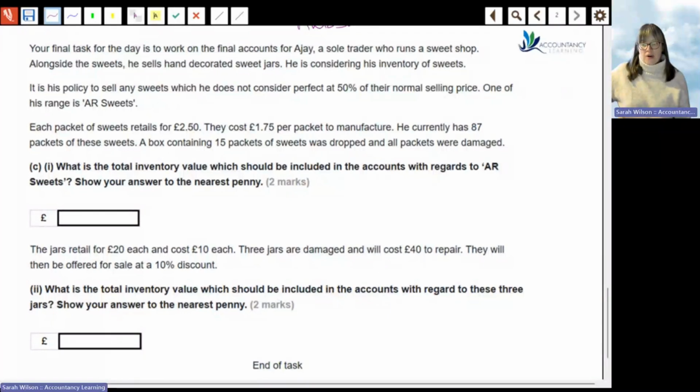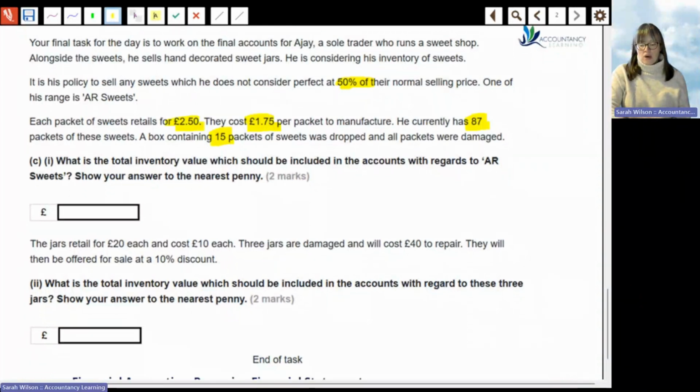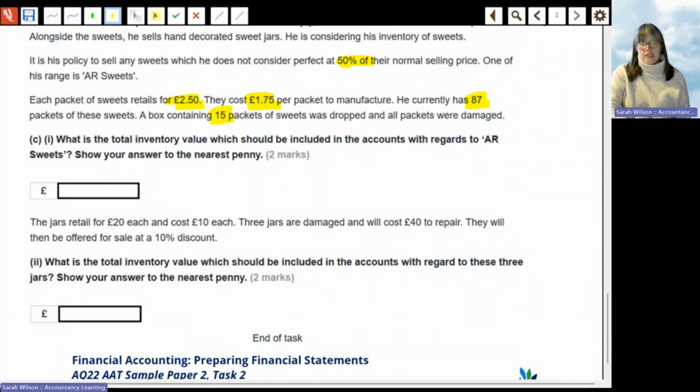Your final task for the day is to work on the final accounts for AJ, a sole trader who runs a sweet shop. Alongside the sweets, he sells hand-decorated sweet jars, and he's considering his inventory. It's his policy to sell any sweets which he does not consider perfect at 50% of their normal selling price. Each packet of sweets retails for £2.50, and they cost £1.75 per packet to manufacture. He currently has 87 packets of sweets, but a box containing 15 packets was dropped and they were damaged. What is the total inventory value which should be included in the accounts with regards to AJ's sweets? And we need to show our answers to the nearest penny.